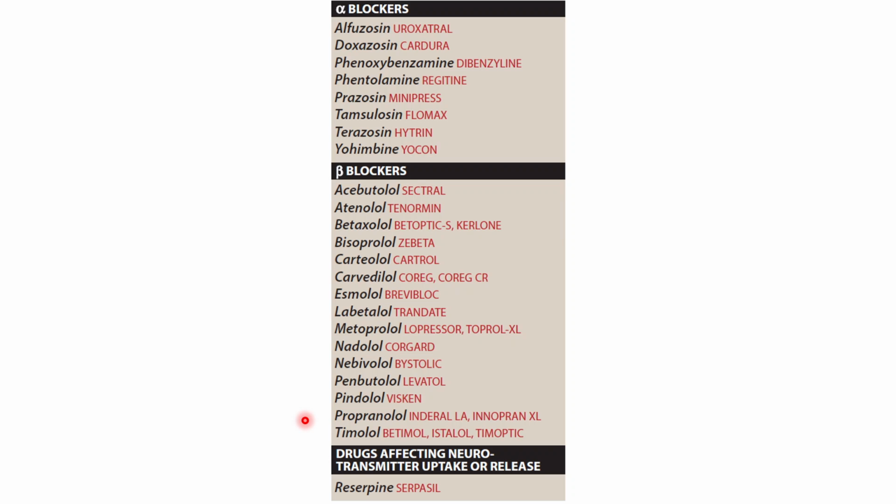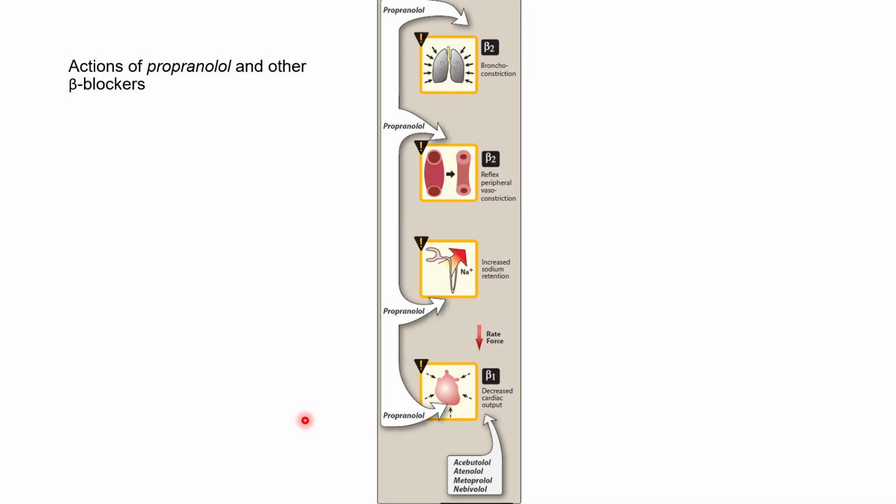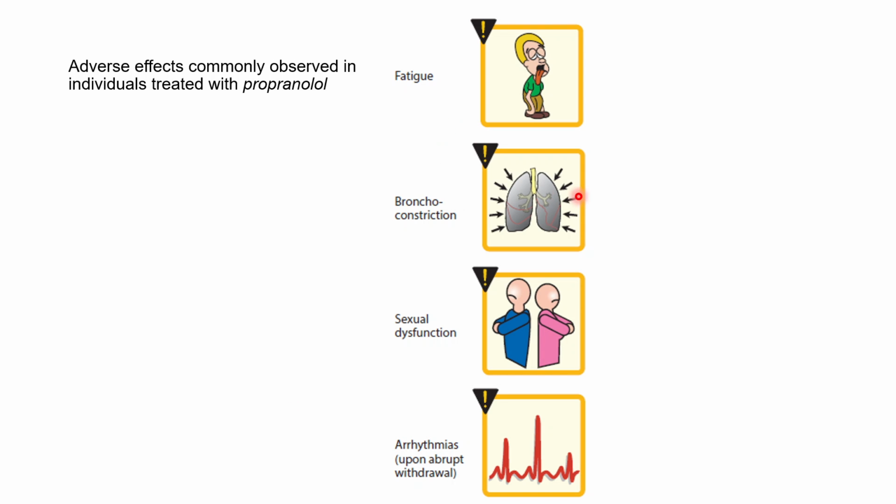Both of these drugs are administered orally, and they are absorbed well, cross the blood-brain barrier, and are then excreted by the urine. Adverse effects include bronchoconstriction, fatigue, sexual dysfunction both in men and women, and arrhythmias after the abrupt withdrawal. That is why one should decrease the dose gradually before discontinuation of the drug.